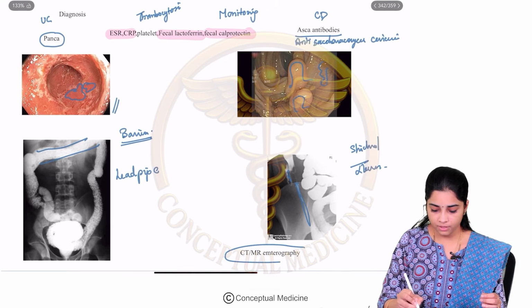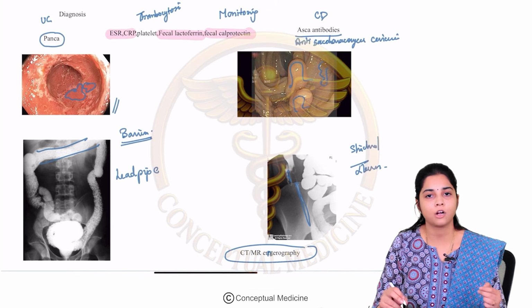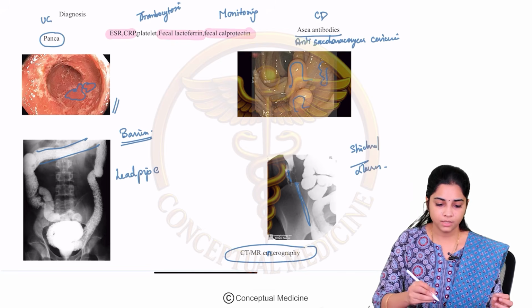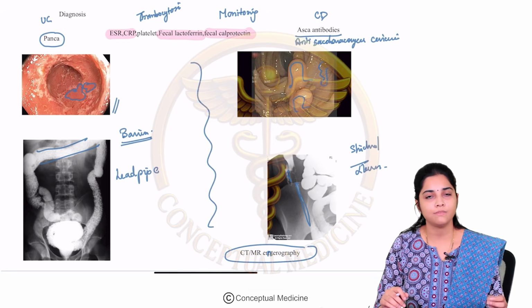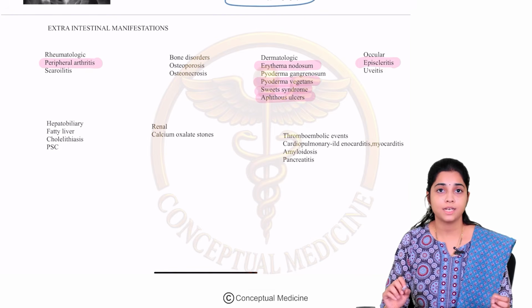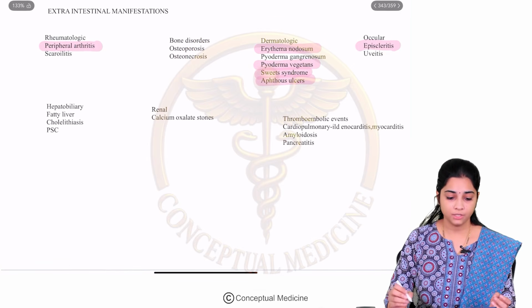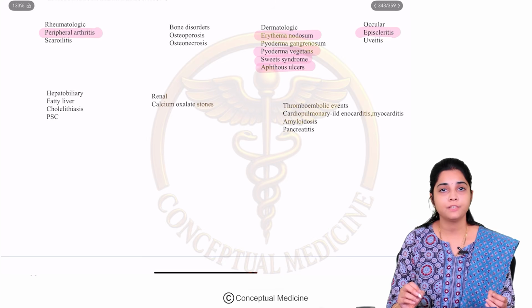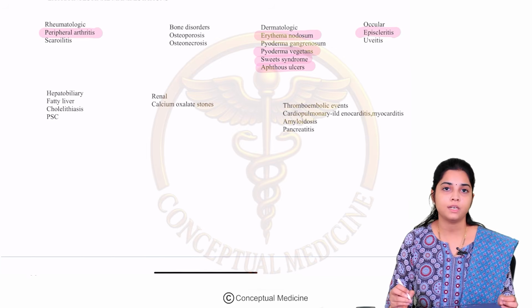The most important and very specific test that we do is CT or MR enterography, which is now replacing the barium study. So, this is about the various investigations that we use in the diagnosis of inflammatory bowel disease. Now let us look at the extraintestinal manifestations. The first is the rheumatologic manifestations, which include peripheral arthritis.